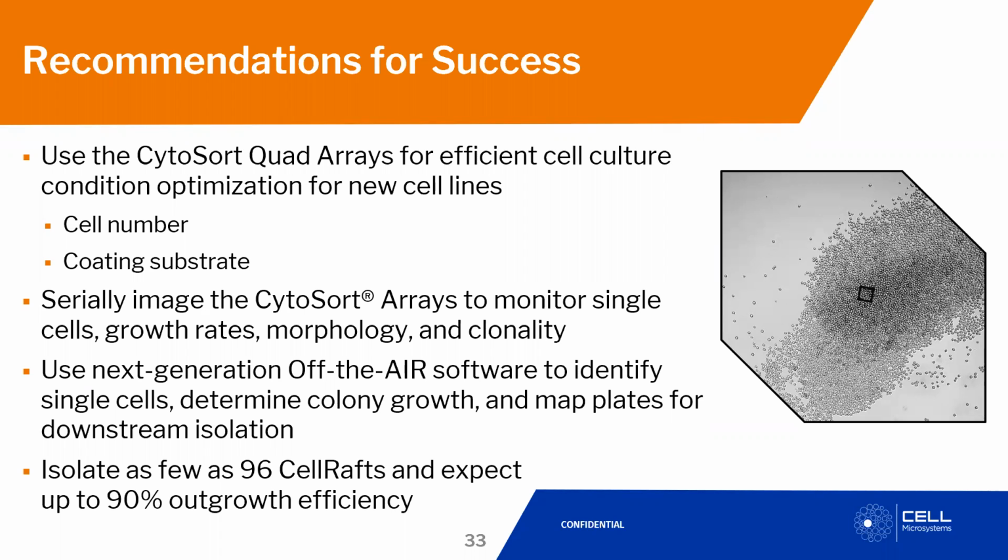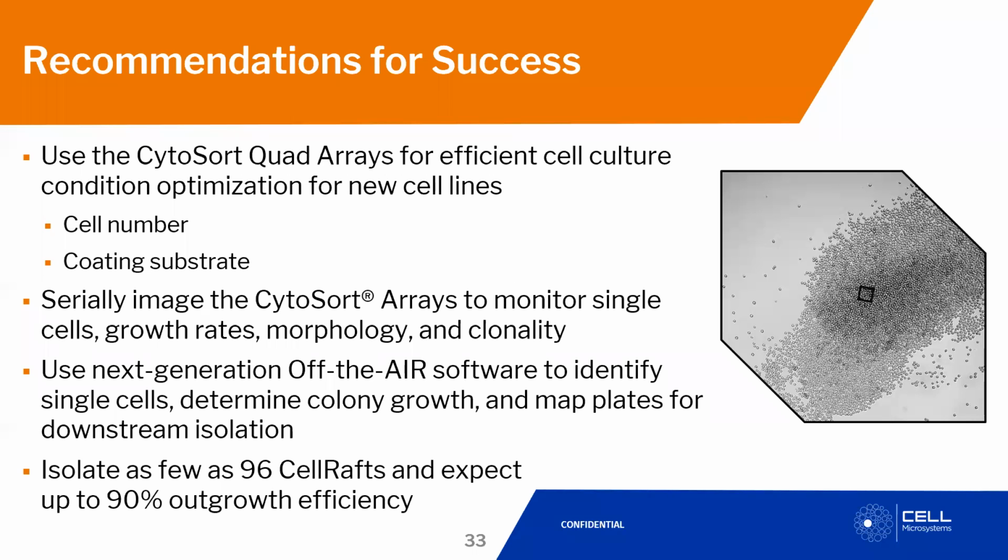The next generation AIR software is incredibly powerful. It gives us the really unique ability to identify single cells very easily, determine colony growth at multiple time points, and then map those plates for downstream isolation. And really, we recommend that customers isolate just as few as one 96 well plate of CellRafts, because you can really expect up to 90% outgrowth efficiency.